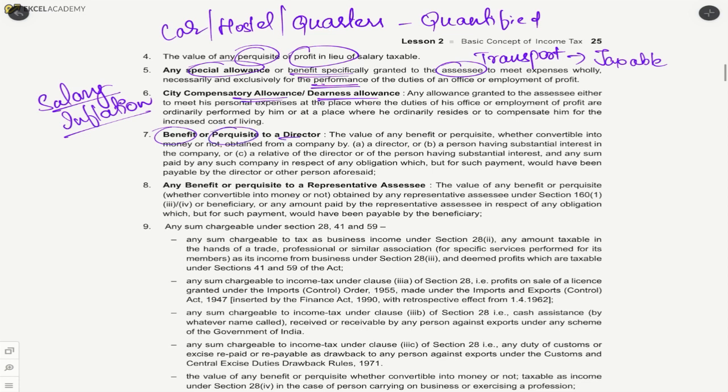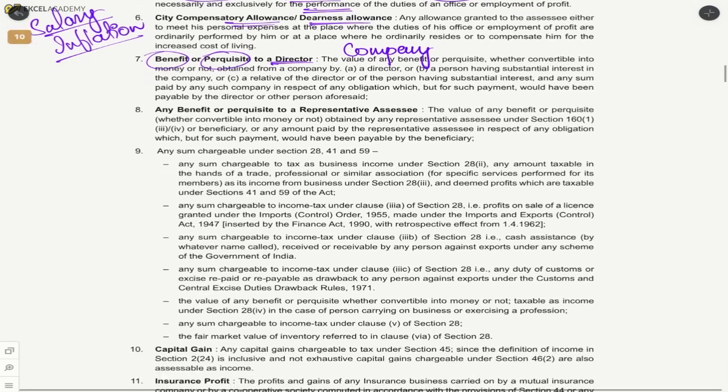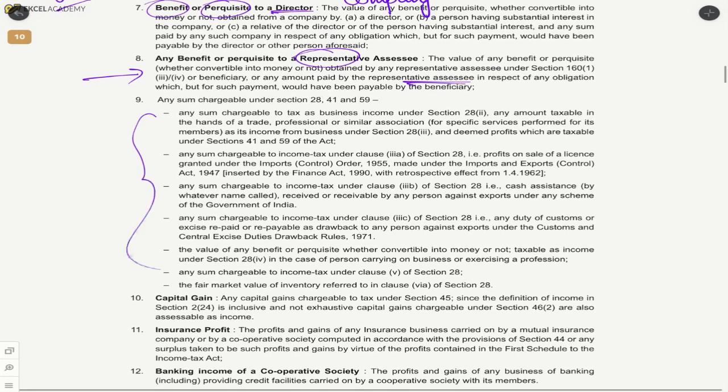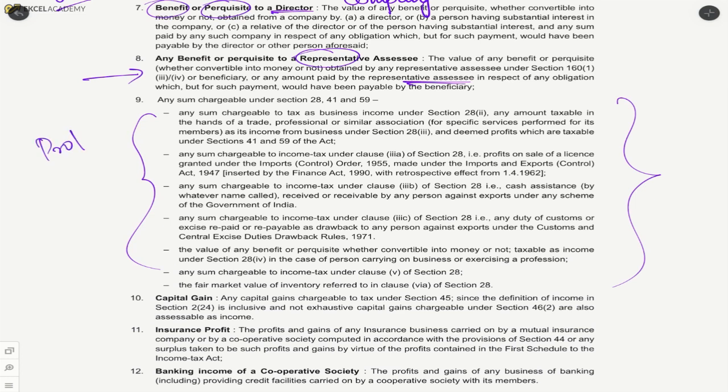Benefit or perquisite to a director, it's not just for the employees, also for the director, given by the company. Any benefits by whatever name called will also be considered as income. Any benefit or perquisite to a representative assessee. So not just the regular assessee, even if you're a representative of someone else and you are receiving such benefits, even then it will be taxable. Then we have various sections, 28, 41 and 59. These are all related to profits from business or profession. So if you have any income from business or profession, such will be covered under these provisions.